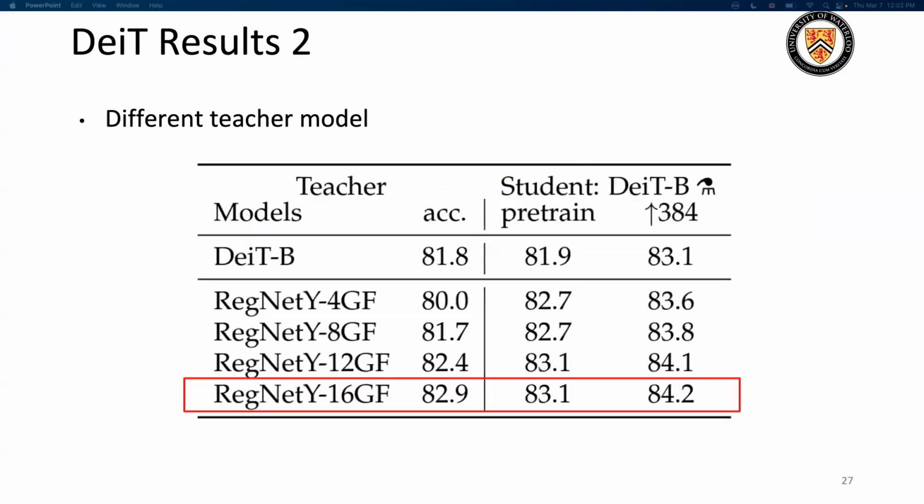So for the teacher network, they use different models. All of these models are CNN-based models. The bigger CNN model actually performs better. This is the accuracy of the model. This is the accuracy of the student network that is pre-trained. And this is the accuracy after applying fine-tuning with those pictures, which I mentioned.